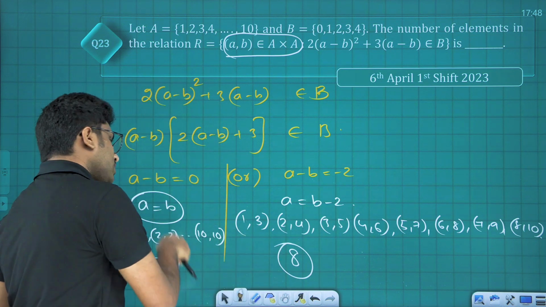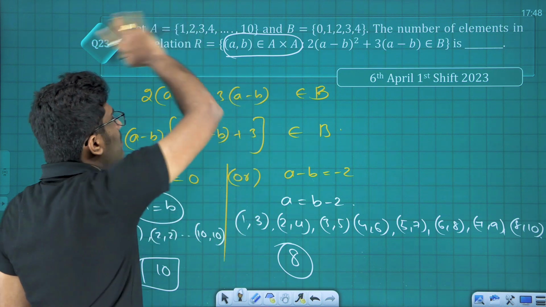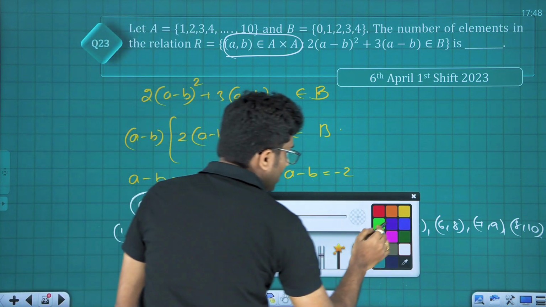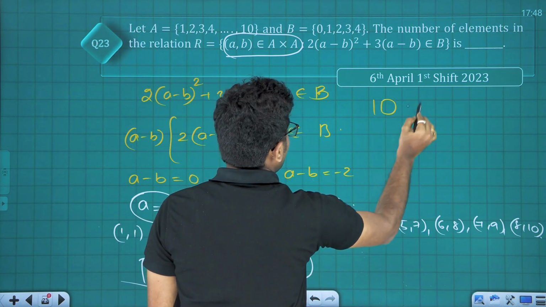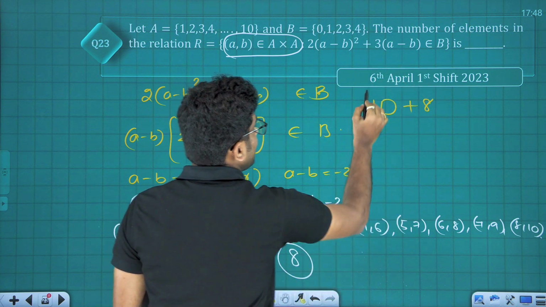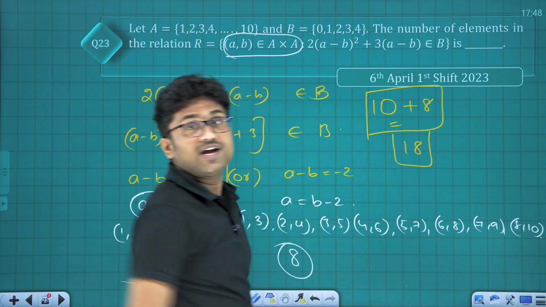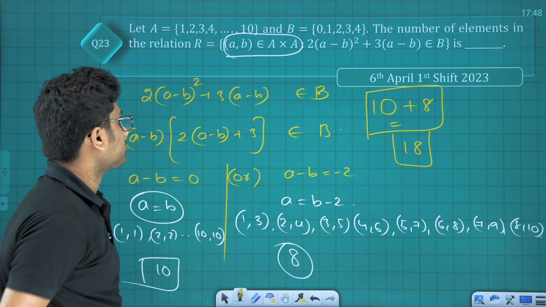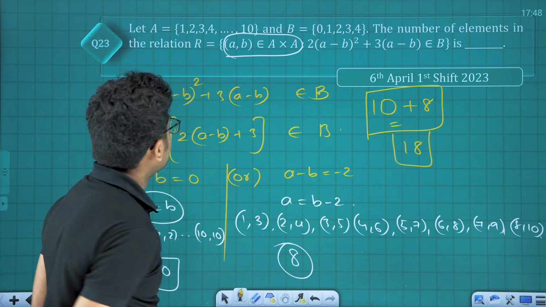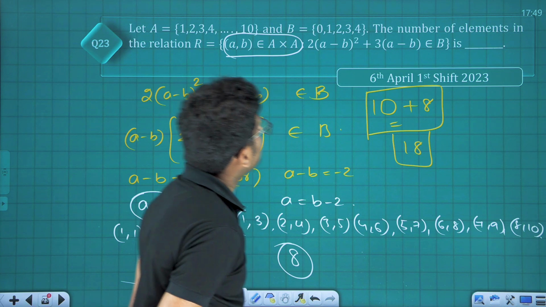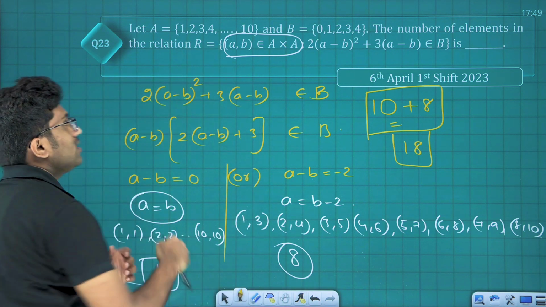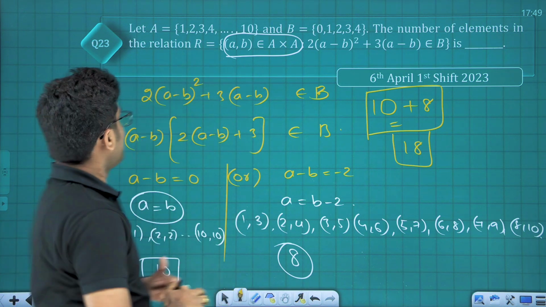So either these ordered pairs or those ordered pairs only will be in R1. So clearly, that means total 10 plus 8, the answer is 18, friends. The answer is 18. Clear? 18 ordered pairs do we get. So the number of elements in R1, meaning the number of elements in this relation, is 18. Next question.